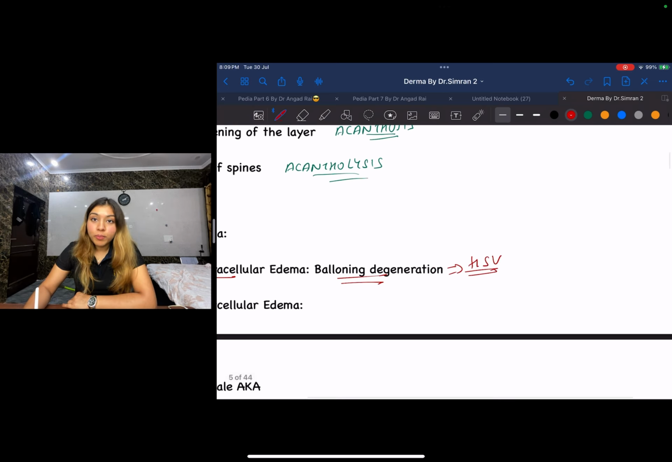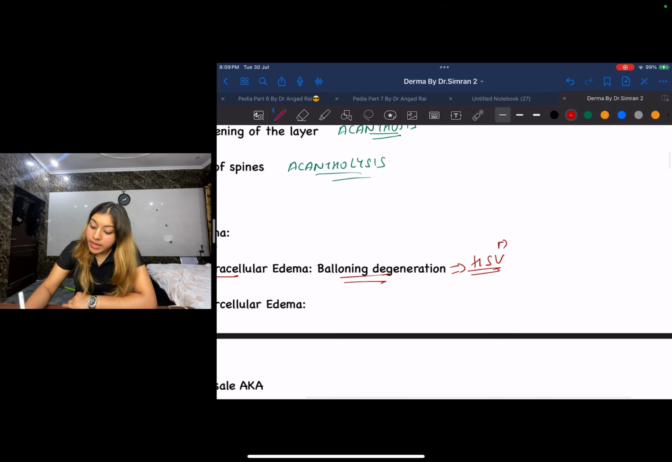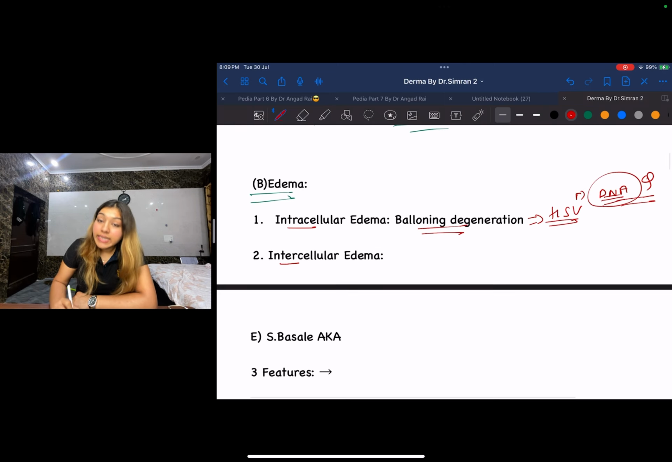Let us solve one more PYQ here. Is HSV an RNA or DNA virus? Guys, remember, HSV is a DNA virus. Since we already know viruses are mostly RNA, this is an exception. This is a PYQ. Remember, HSV is DNA.